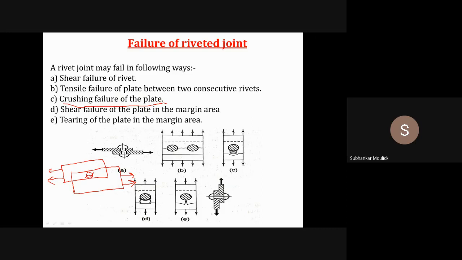If the diameter becomes bigger and bigger, what will happen? After a certain interval of time, this hole of the rivet will not be present. Yes or no? It will not be present. So that means this crushing of the plate is happening due to elongation of the hole. This type of failure is termed as crushing failure of plate due to elongation of the rivet hole. Any doubt so far?